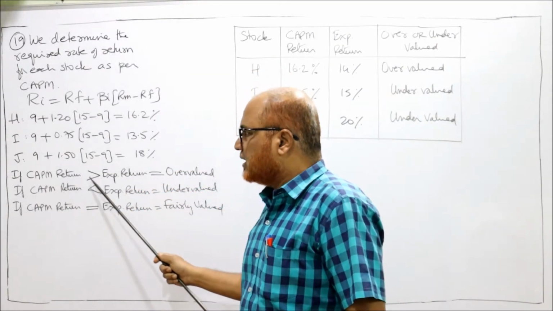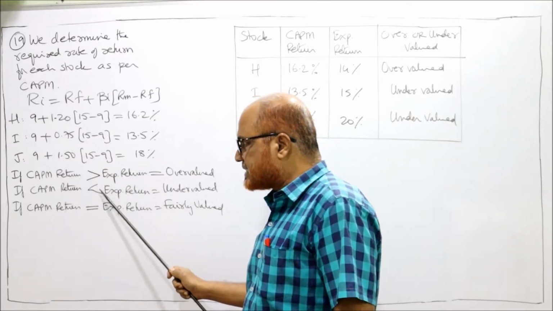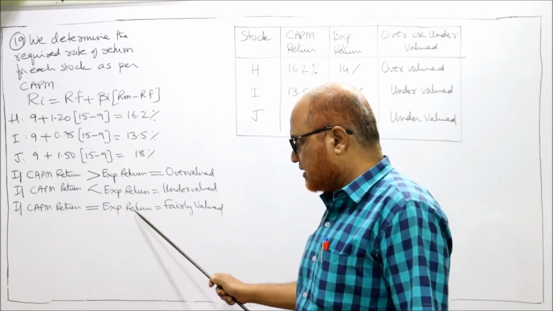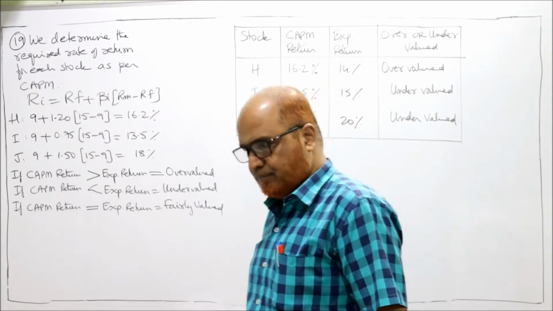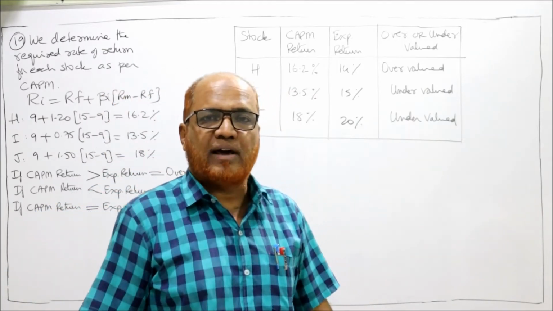So CAPM return, if it is greater than expected return, it is overvalued. If CAPM return is less than expected return, it is undervalued. If CAPM return and expected return both are equal, it is fairly valued. This is the rule for deciding whether the stock is overvalued or undervalued.